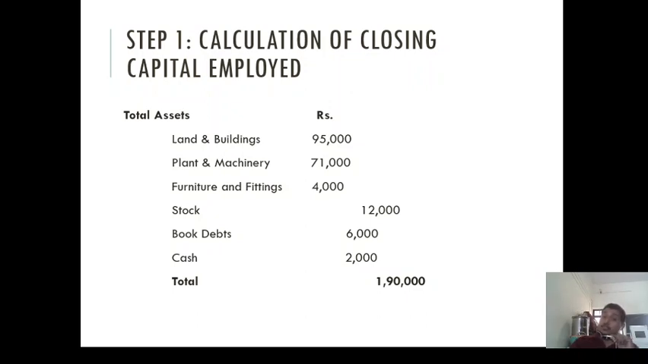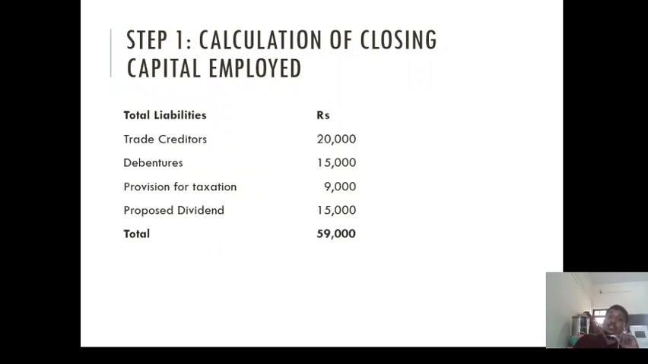Book debts, value given in the balance sheet is 6,000. So we will take 6,000 because we do not have any revalued value. Cash value is given in the balance sheet, which is 2,000. When we total all of this, we will get a total of rupees 1,90,000. This is total assets.